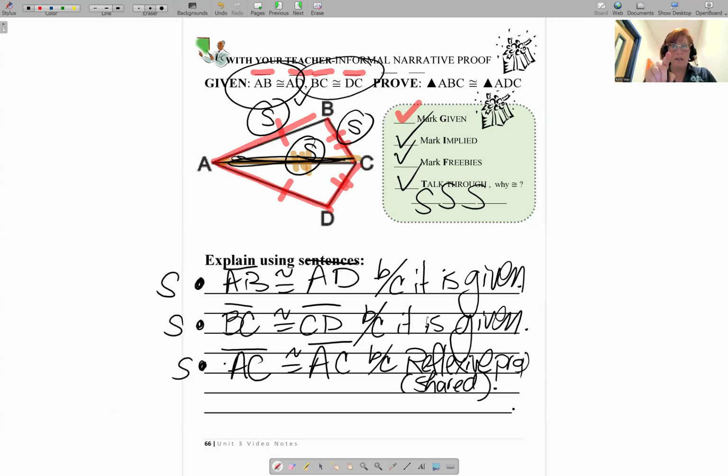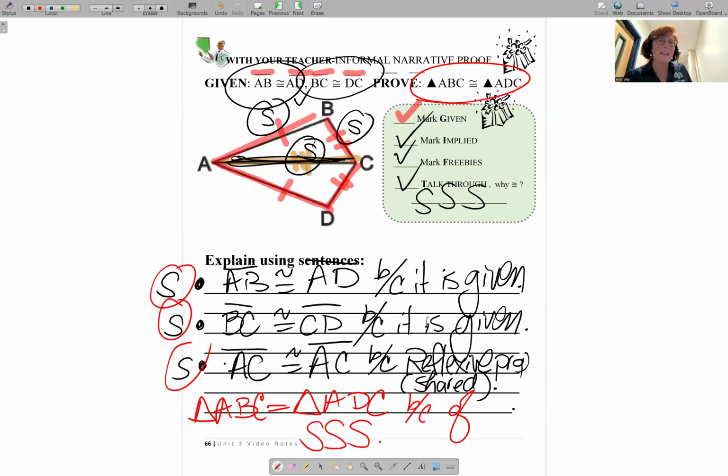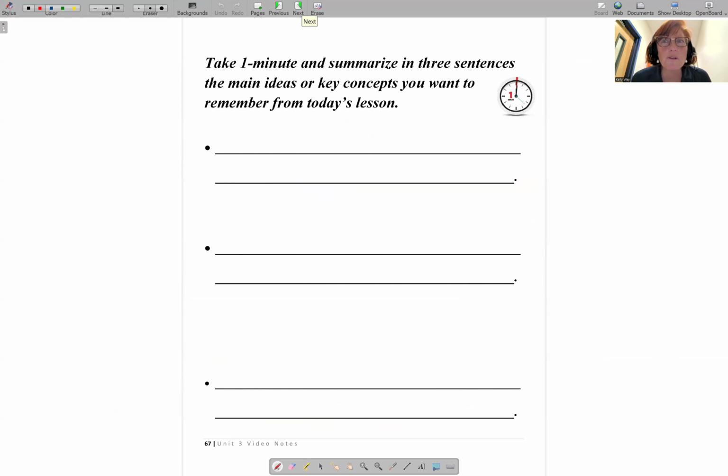Side, side, side. The punchline is because of this shortcut, these triangles are congruent, triangle ABC is congruent to triangle ADC because of side, side, side. Ta-da! That's called a narrative proof. I want you to summarize the 3 main things you want to remember from today's video.